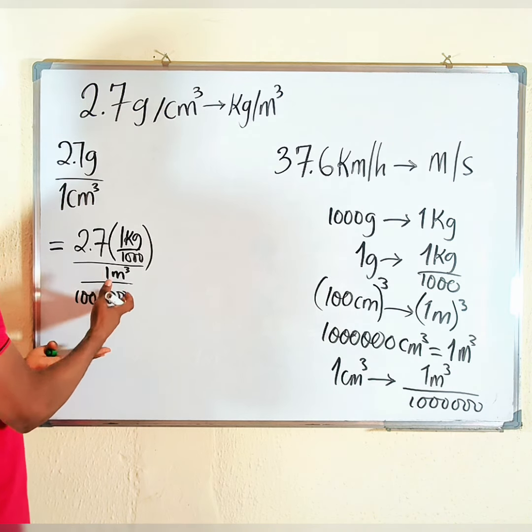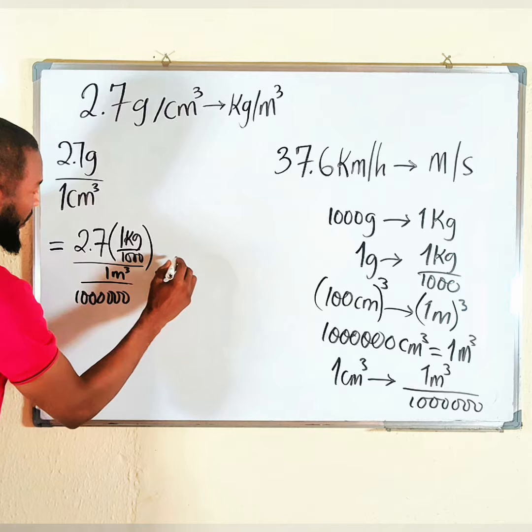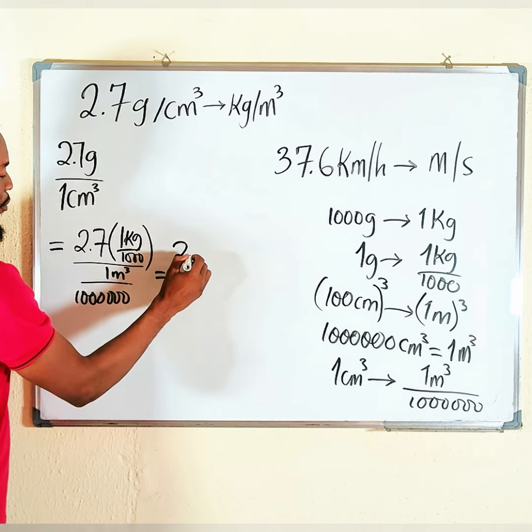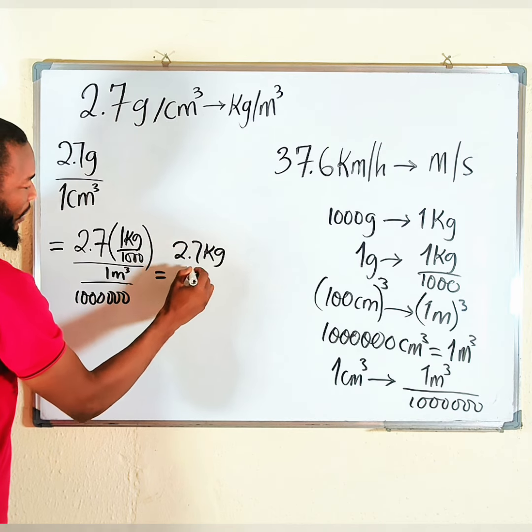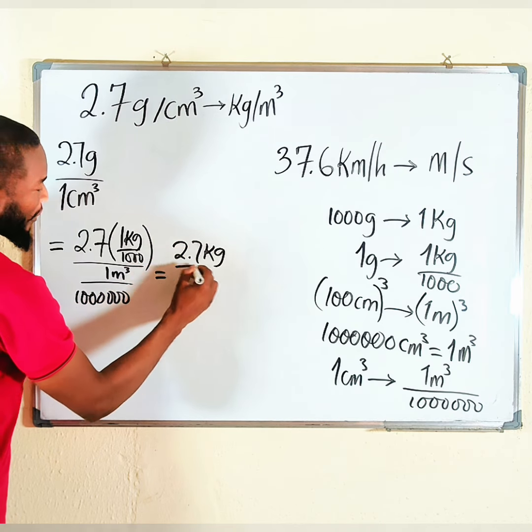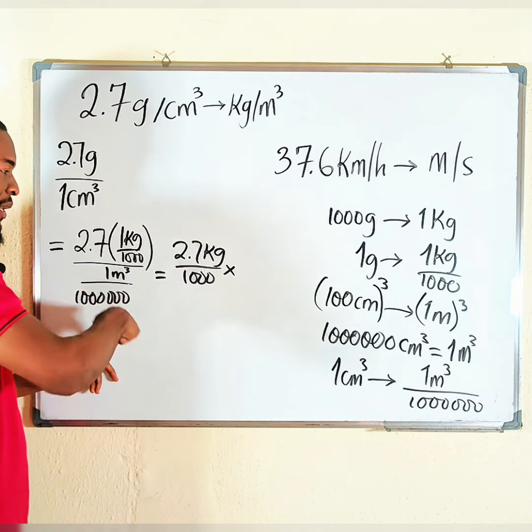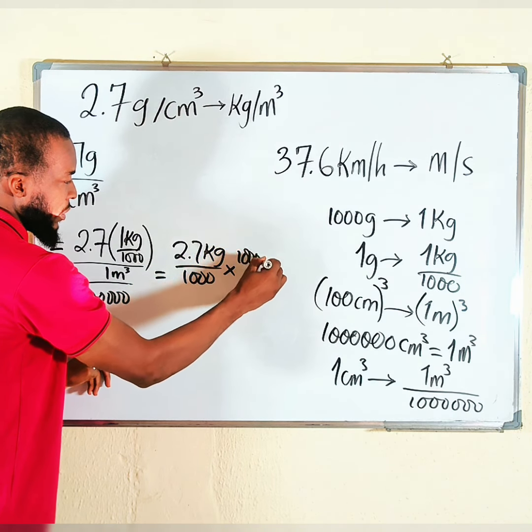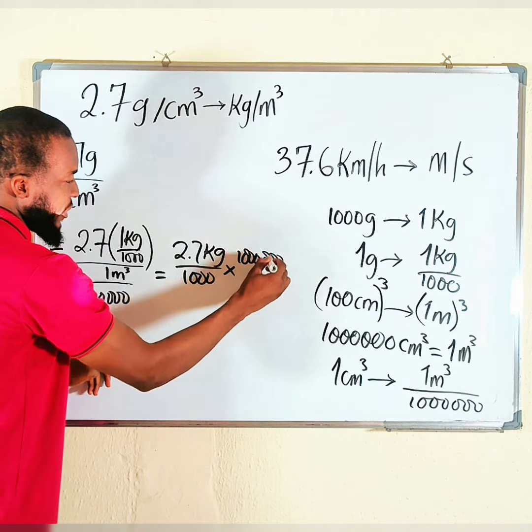You know, dividing is the same thing as multiplying by the reciprocal. So this is the same thing as 2.7 kg divided by 1000. Then you take the reciprocal of this. So the 1 million will go up, 1 million, then 1 cubic meter will come down. So if you take away these 3 zeros with these 3 zeros, you can see that we have only 2.7 kg over 1 meter cube times 1000.